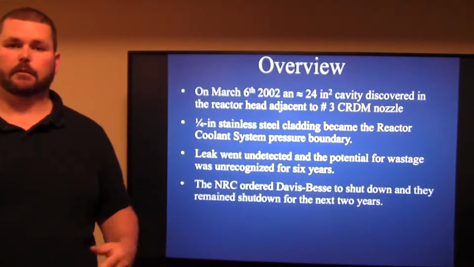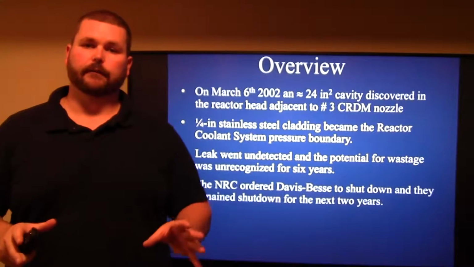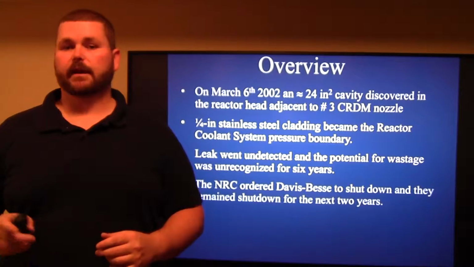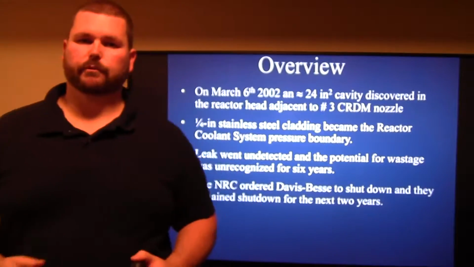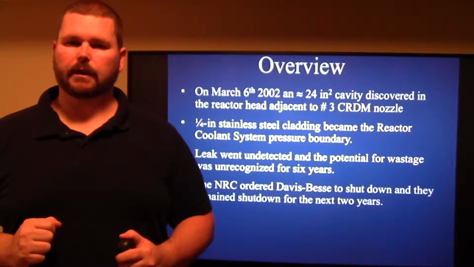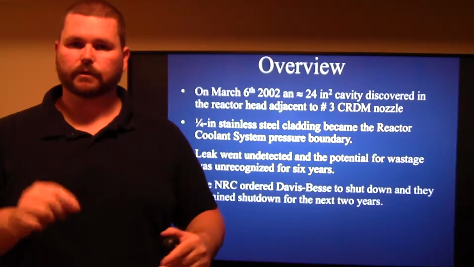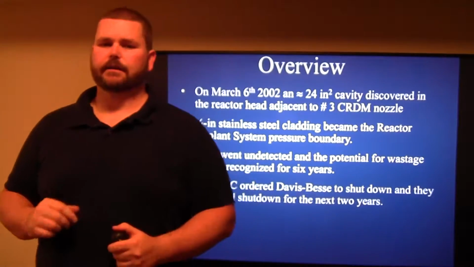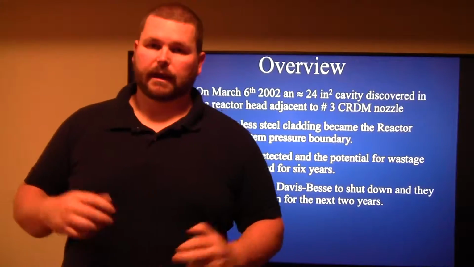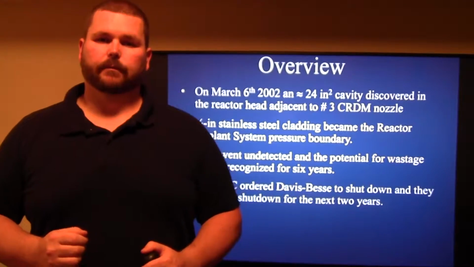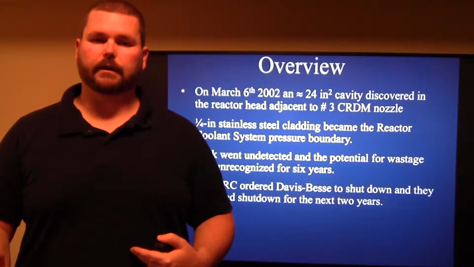First off, the overview: on March 6th of 2002, an approximately 24 square inch cavity was discovered in the Davis-Besse reactor head next to the number 3 control rod drive mechanism. The only thing holding back primary pressure was a 1/4 inch of stainless steel. The only thing keeping the reactor covered, and all the pressure and temperature inside the reactor, was a 1/4 inch of stainless steel. This incident went on for 6 years, from when the control rod drive mechanism initially cracked and caused the corrosion from the through-wall leak until they actually discovered it.